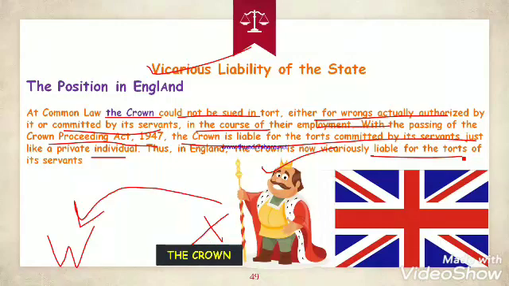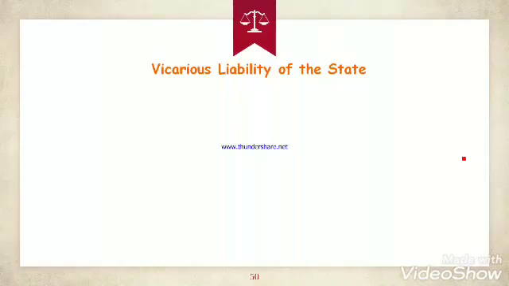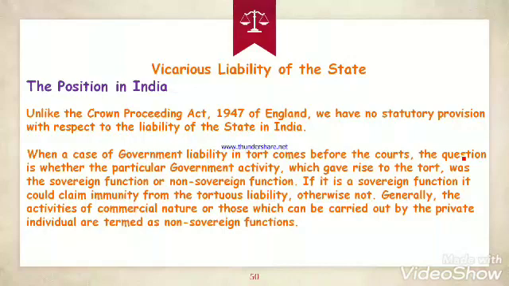So what do you understand by the position in England? Earlier, the Crown means the king, whatever he had ordered the servant. If the servant committed a wrongful act, then the king would not be responsible for that. But due to the Crown Proceeding Act 1947, the king is to be liable just like a private individual to pay the damages. Now let's talk about vicarious liability of the state. So let's discuss the position in India.